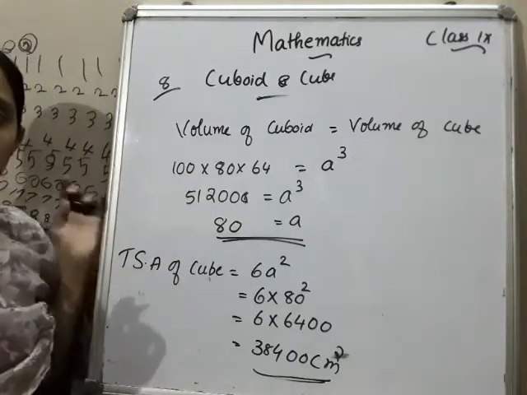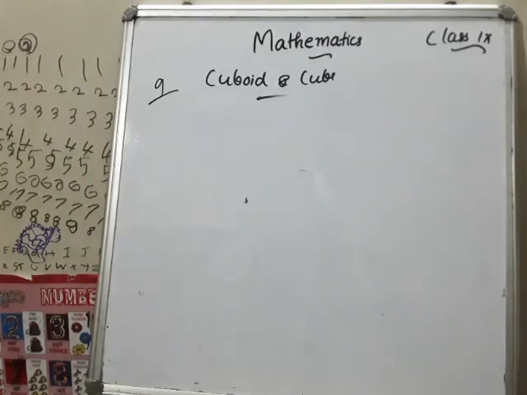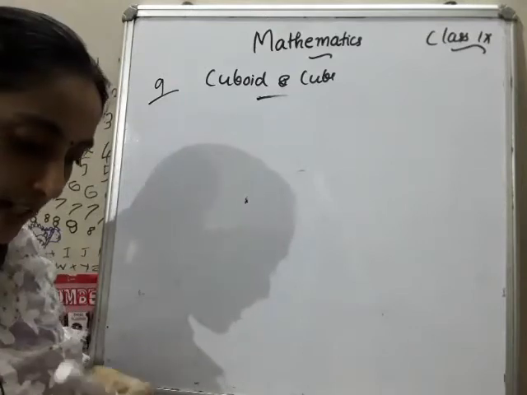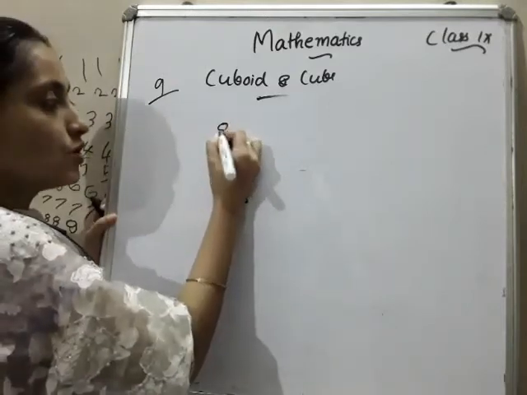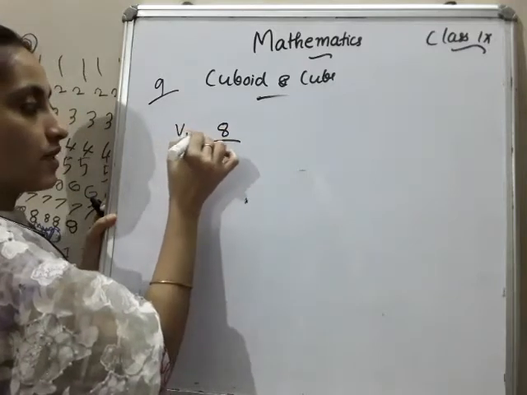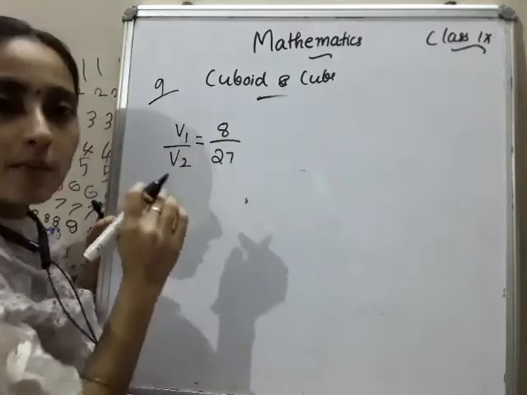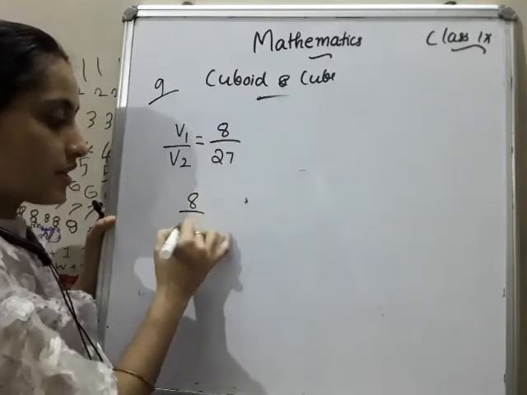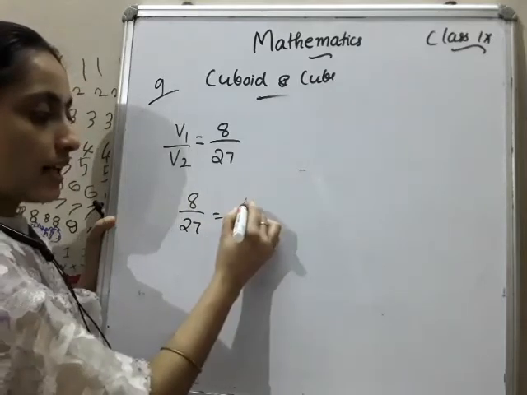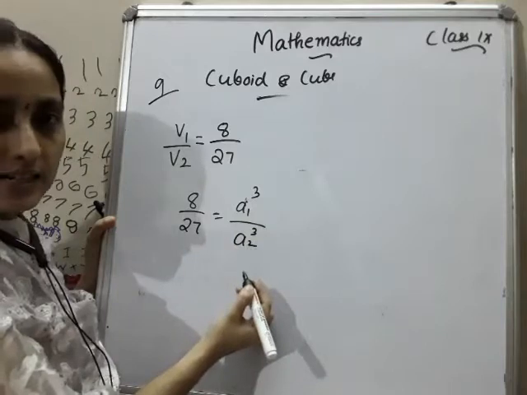Hope you clear this question. Then we will go to the next question. That is 9th question. 9th question is a simple question. The volume of the two cubes are in the ratio 8:27. So volume of the one cube we can write as V1 and the volume of the second cube is V2. So what is our formula? That is 8/27 will be equal to, volume of a cube is A1 cube by A2 cube.